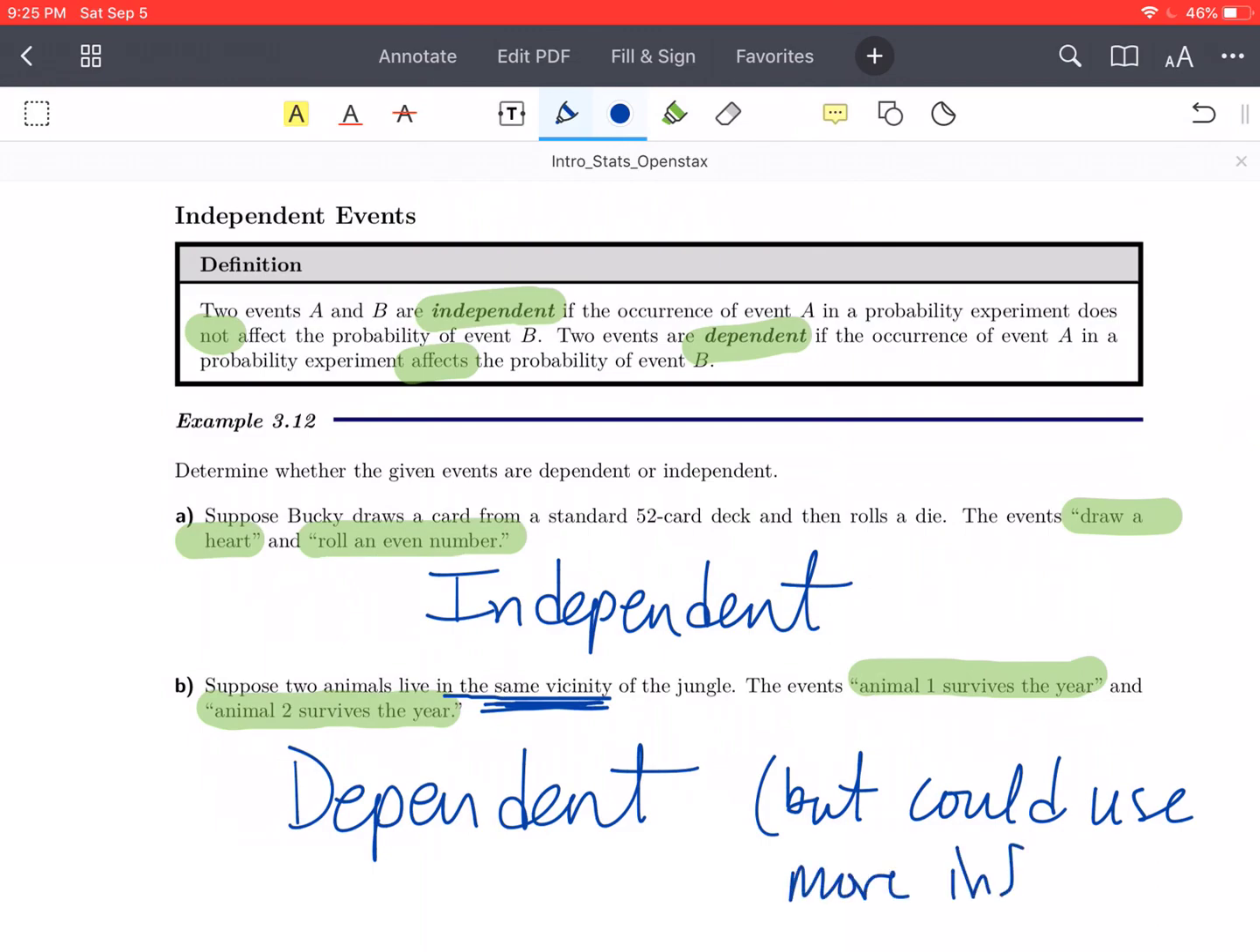could use more info. If the question said one of them is predator, one is prey, and they live in the same vicinity of the jungle, then I would say definitely those are dependent. Or if they said one is a bug and one is a jaguar, then we might be able to make a stronger case for independent, because they would likely have very little to do with each other. But we're going to go ahead and use the wording of the question to state that we believe it's dependent.